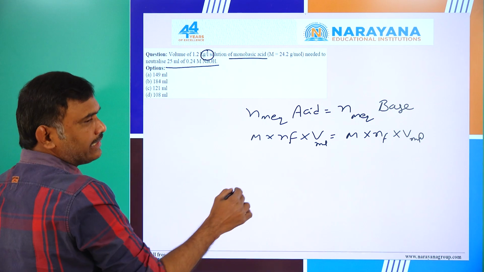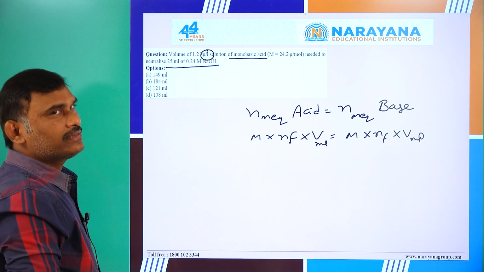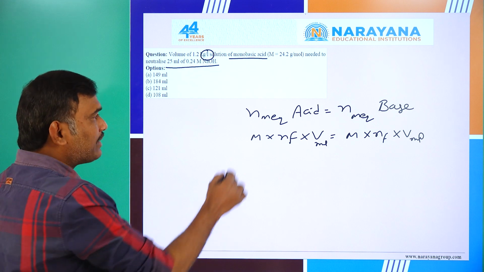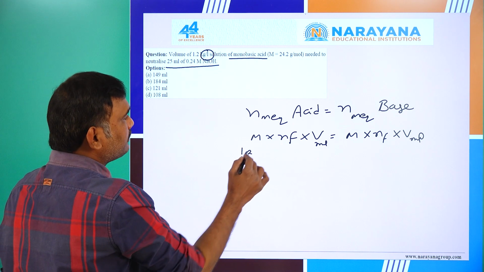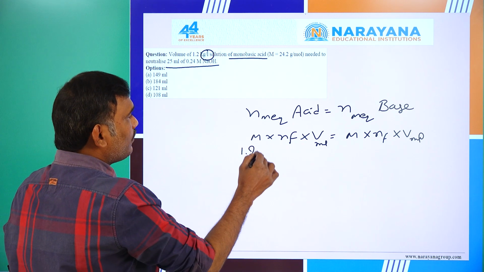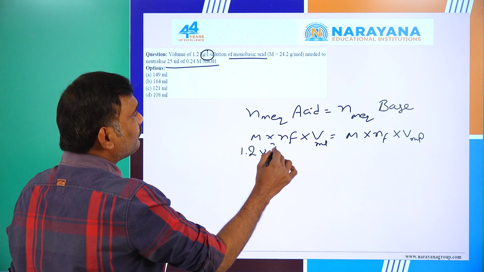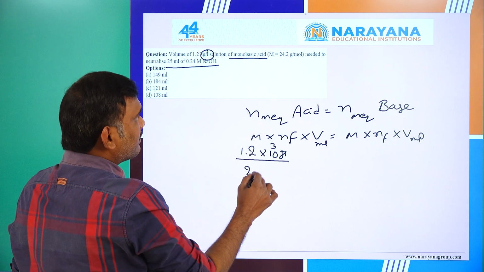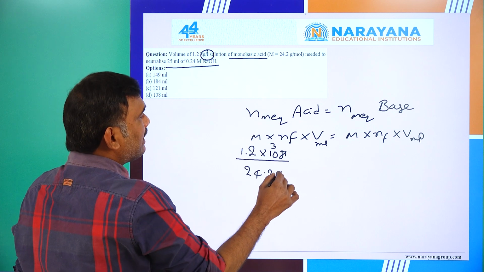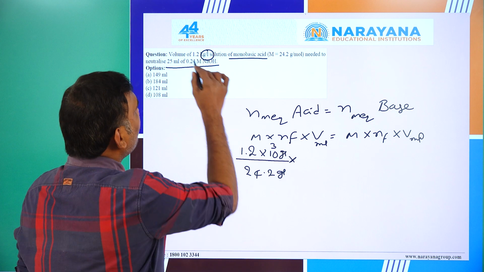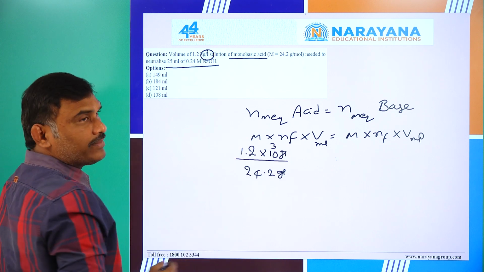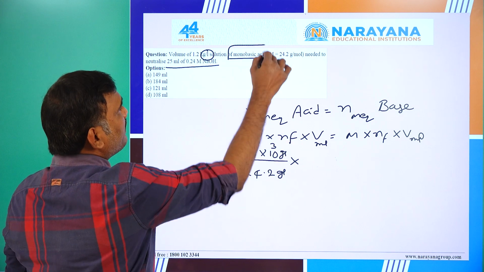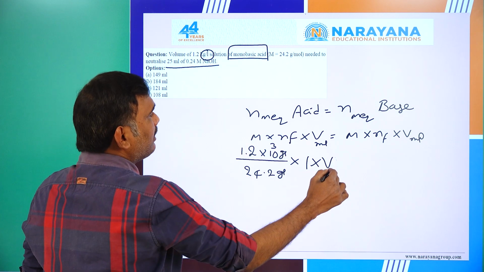Now, molarity is not mentioned directly; they have given the weight. That's why I have to write the whole formula: 1.2 into 10 to the power of 3 grams by molecular weight, they gave 24.2 gram per mole, into how many liters? Yes, number of moles is weight by gram molecular weight, into n factor, which for a monobasic acid is 1, and the volume is required.